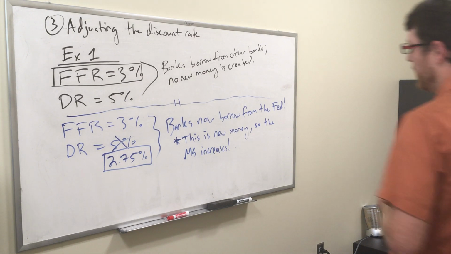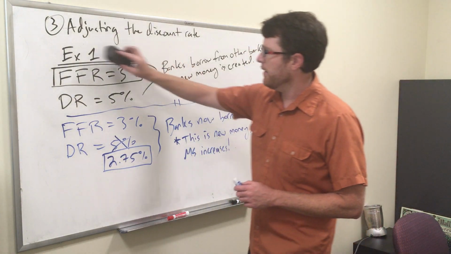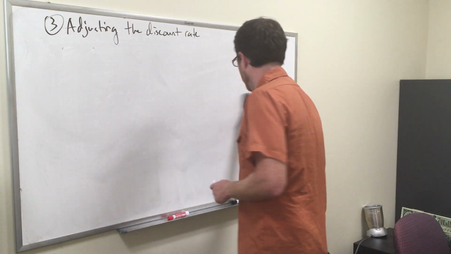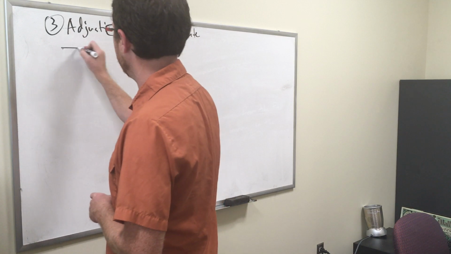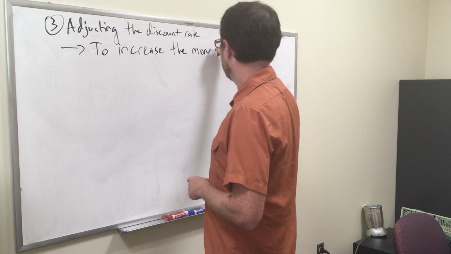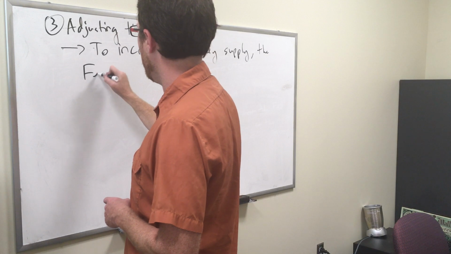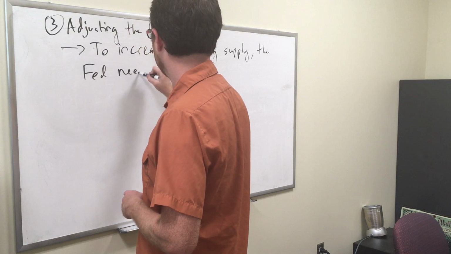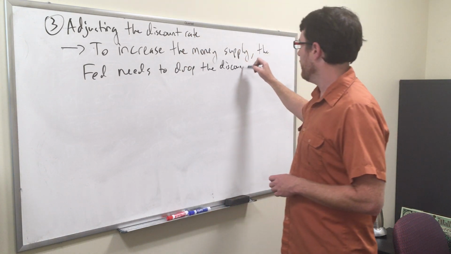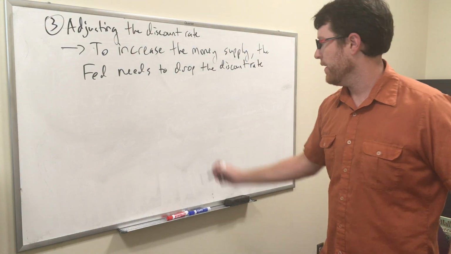Okay, so that's the third way the Fed can change the money supply, specifically increase it. If the Fed wants to increase the money supply, let's write down what exactly it needs to do, just to give a last summary here. To increase the money supply, the Fed needs to drop the discount rate. To be clear here, this is where some students make mistakes. Just dropping the discount rate isn't necessarily going to do anything.